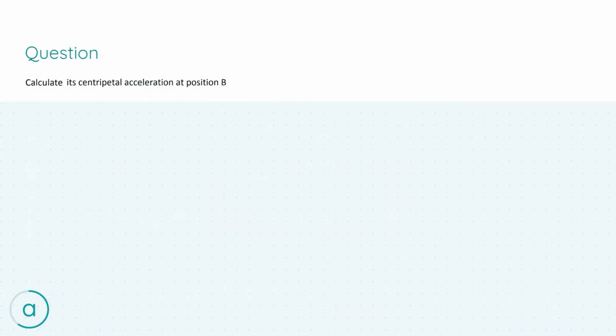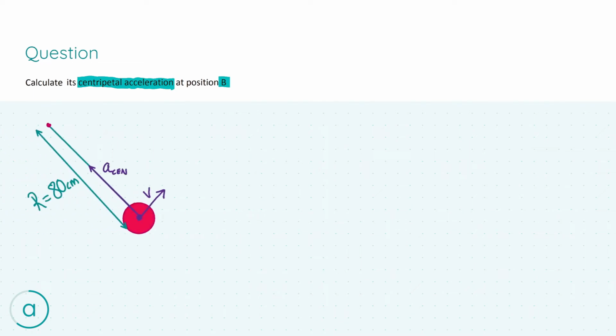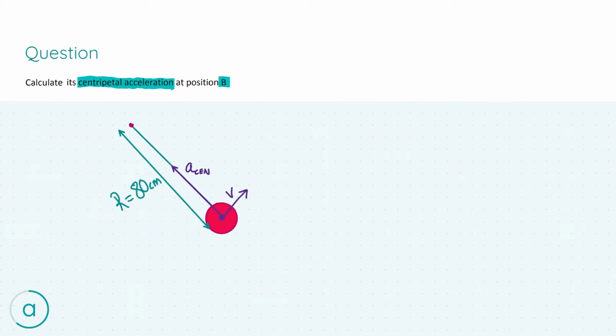Okay, so next of all, we're going to have to calculate the ball's or the mass's centripetal acceleration at position B. Okay, so I've redrawn out the diagram here, but this time when the ball is just at position B, just to make everything that little bit clearer. And since we're looking for the centripetal acceleration, it's no harm to just jot the formula down before we look at any values.